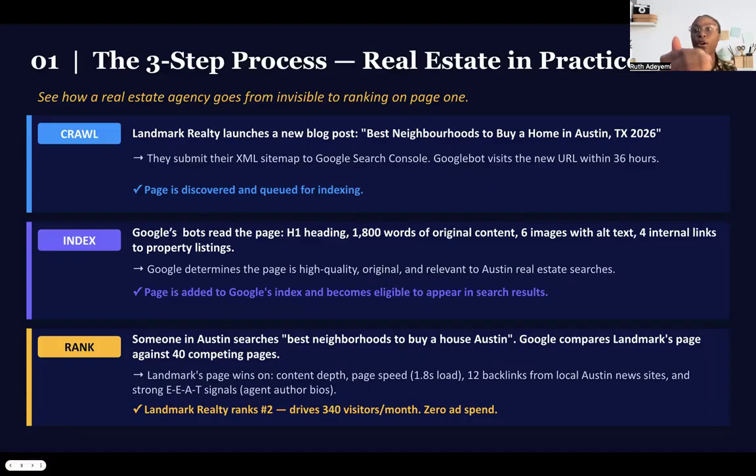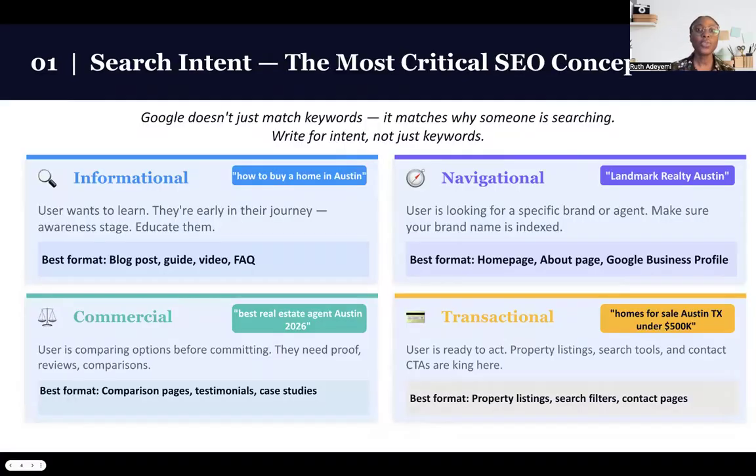At the end of the day, Landmark Realty, which is the real estate agency that we're using for this example, ranks number 2. And that drove 340 visitors to that particular page on that website per month without having to spend a dime on Google advertising. This is what search engine optimization can do, and that is how it works. Okay?